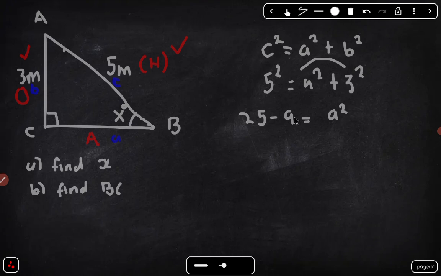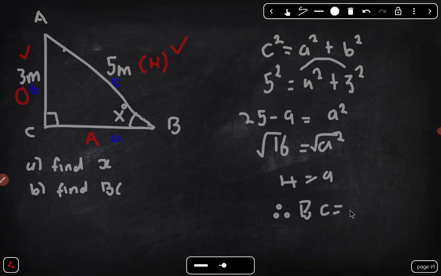What is 25 minus 9? That is 16, equal to A squared. So what do you do to get A? Square root this side and also square root this side. This gives us 4, equal to A. Therefore BC is equal to 4 meters.